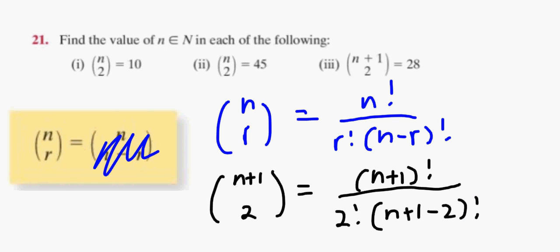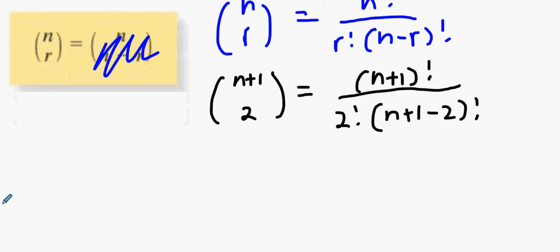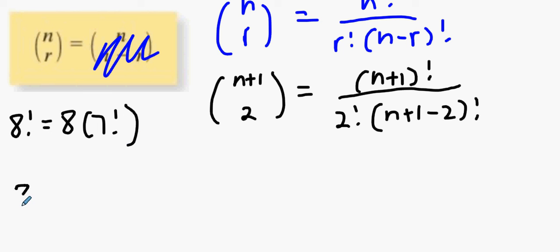Now, there's something I want to introduce you to. Here's a little trick as well. You might have learned it a bit earlier. Do you know what 8 factorial can be expressed as? 8 times 7 factorial. Does anybody get that? 8 factorial is 8 by 7 by 6 by 5 by 4 by 3 by 2 by 1.